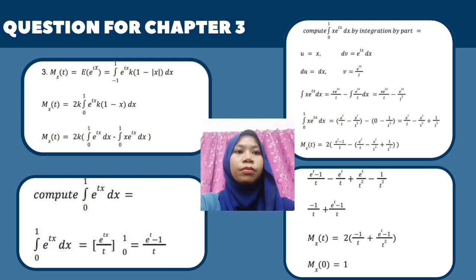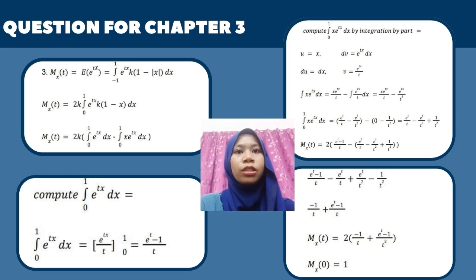Next, for the second integral, which is x times e to the tx, we need to use integration by parts. Here I choose u equal x and dv equal to e to the tx dx. Then du equals dx and v equals e to the tx divided by t. Applying the integration by parts formula and substituting the limit from 0 to 1 gives us an expression involving e to the t and t squared.